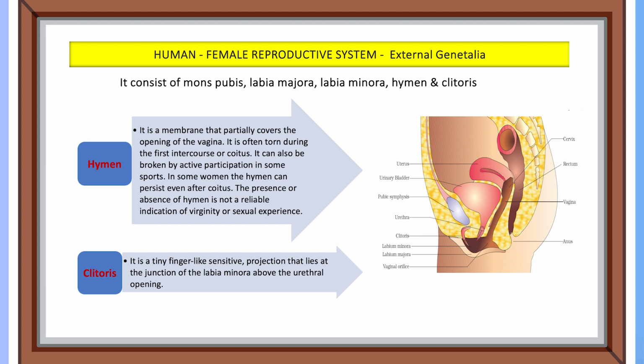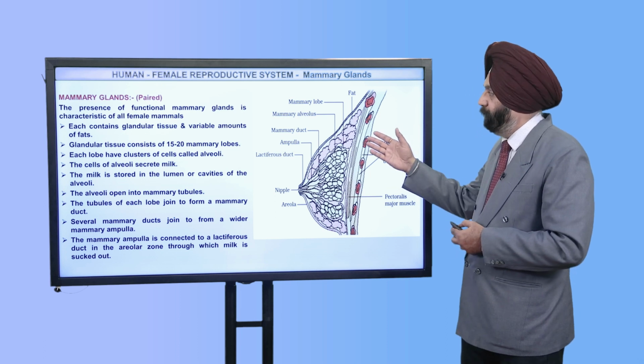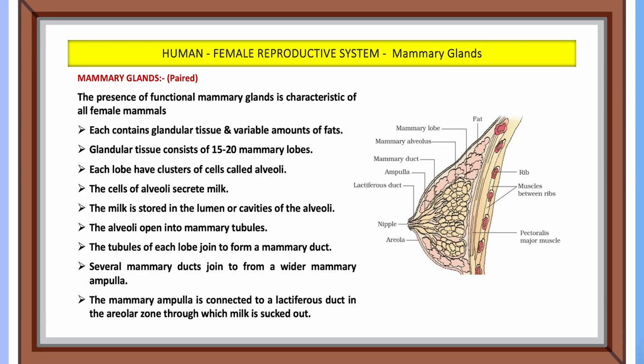The next part is the clitoris. The clitoris is the tiny finger-like sensitive projection that lies at the junction of the labia minora and above the urethral orifice. We move on to the next part, that is the mammary glands. The mammary glands are paired glands. The presence of functional mammary glands is a characteristic feature of all female mammals. Each gland consists of glandular tissue and fatty tissue.